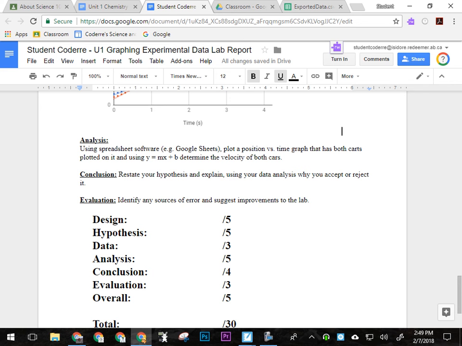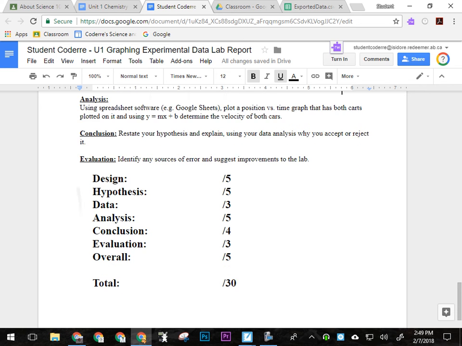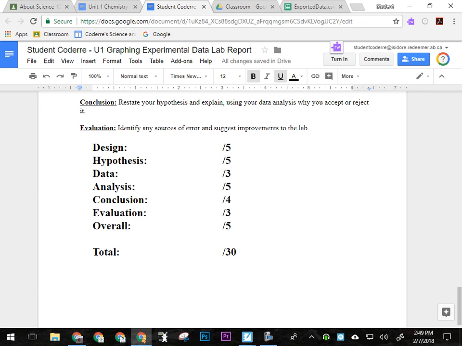All right, so those are the sections. Okay, you'd be evaluated like this. Design's 5, hypothesis is 5, your data and observations are 3, analysis is 5, conclusion 4, evaluation 3, and overall. Okay, your overall is kind of things like grammar, spelling, format, okay, things like that. Just make sure that you kind of do a good job.